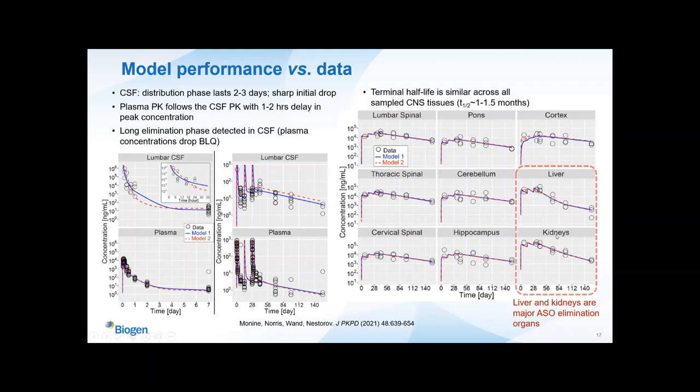You may also notice that concentrations in the liver and in the kidneys actually drop faster, indicating that liver and kidneys are the major ASO elimination organs.